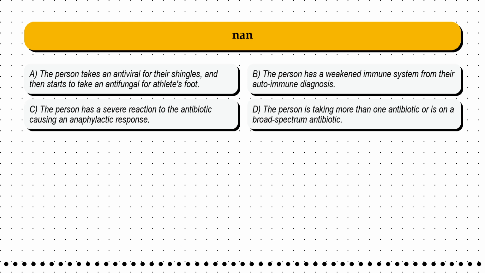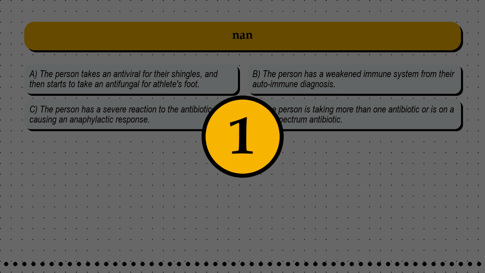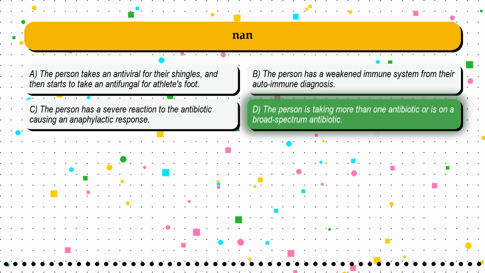Question 348. Option A, the person takes an antiviral for their shingles, and then starts to take an antifungal for athlete's foot. Option B, the person has a weakened immune system from their autoimmune diagnosis. Option C, the person has a severe reaction to the antibiotic causing an anaphylactic response. Option D, the person is taking more than one antibiotic or is on a broad-spectrum antibiotic. The correct answer is option D, the person is taking more than one antibiotic or is on a broad-spectrum antibiotic.